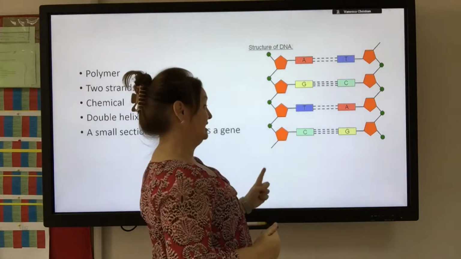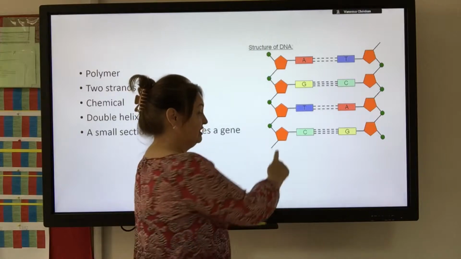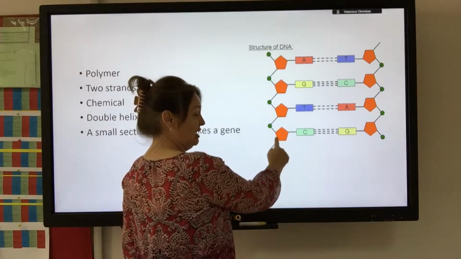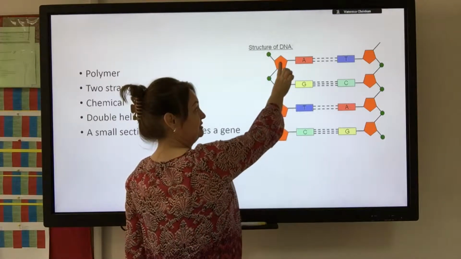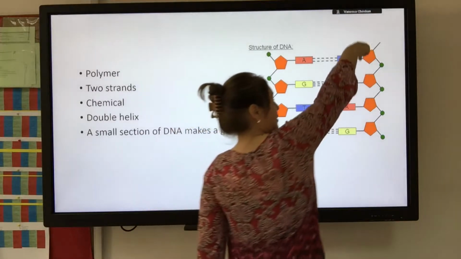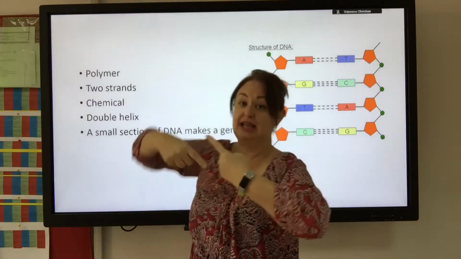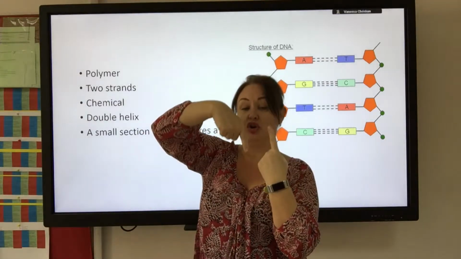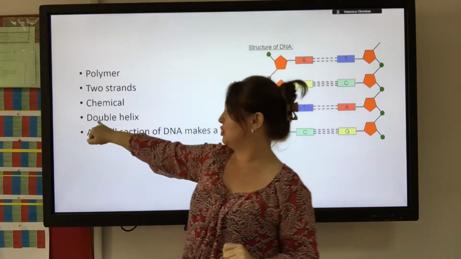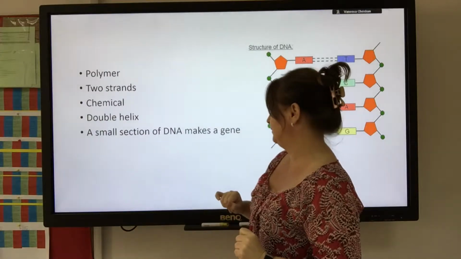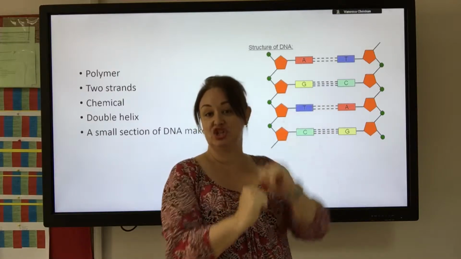Now, one of the things you'll notice here is that the strands actually run in opposite directions. Here you can see that these sugar shapes, this pentagon, is going up this way, and on this side it's going down the other way. When you get to A level, you learn about that in more detail. But basically, you've got two strands, it's a polymer, and they twist together to form what we call a double helix.